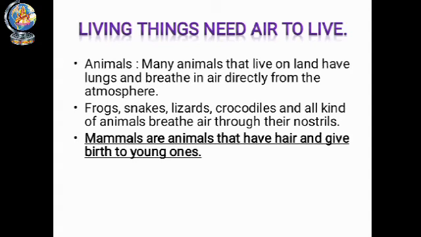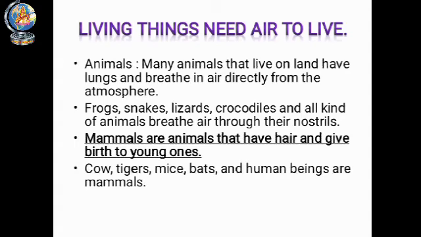Okay, let's talk about a cow. Do they have hair on their body? Yes. Do they give birth to young ones? Yes. So both answers are right. They have hair, and they give birth to young ones, so they are mammals. What about human beings? Think about it, right? Let's see the next line. See, your answer is here. Cow, tiger, mice, bat, human beings.